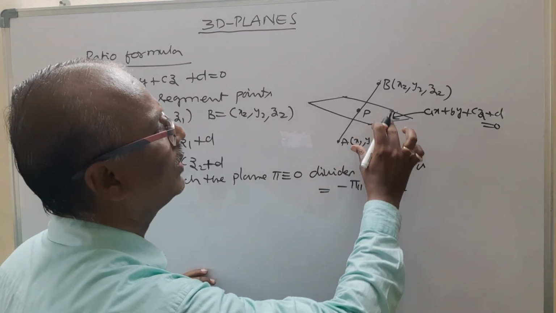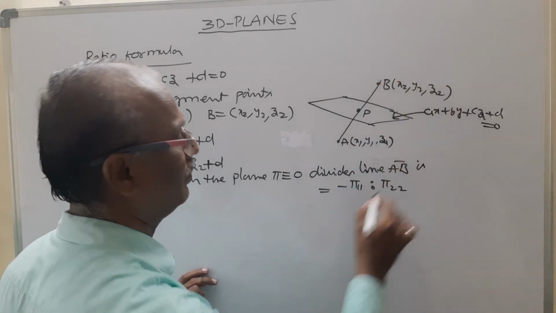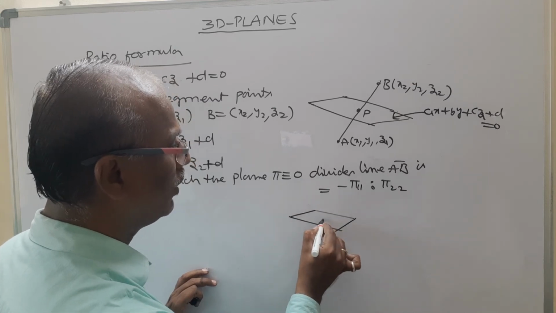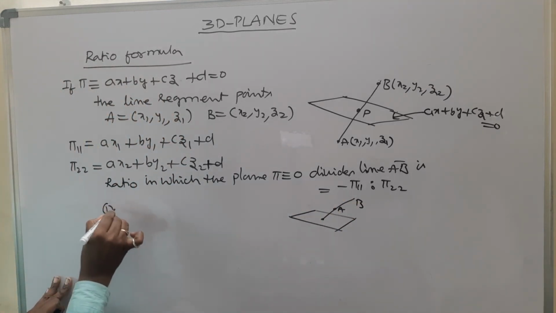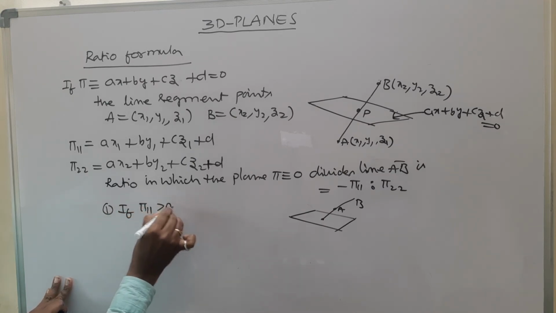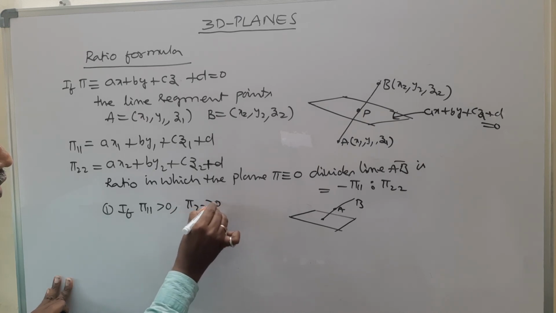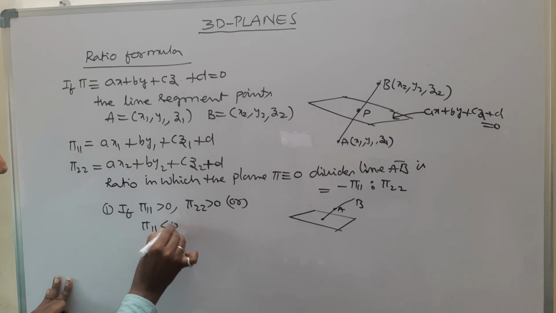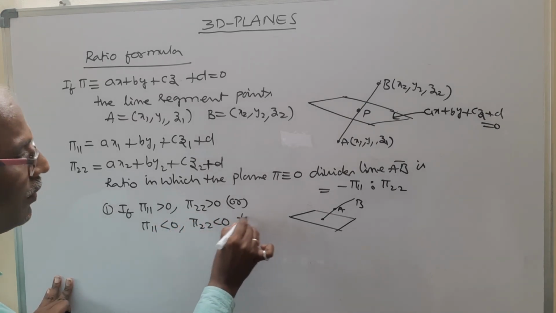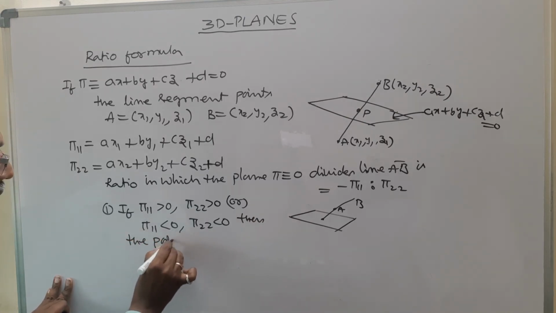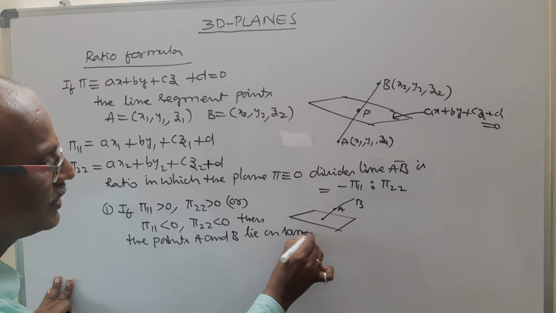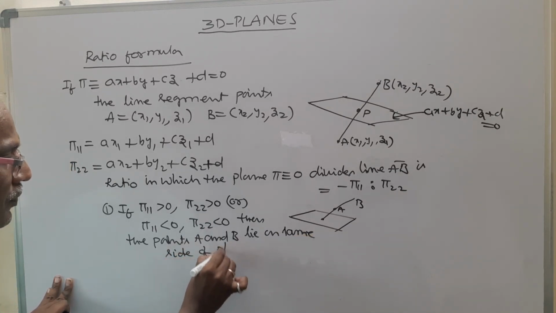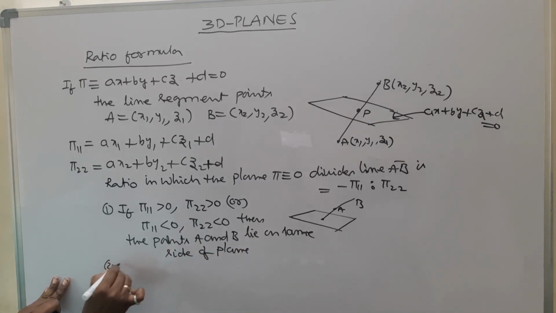Here to observe that if the 2 points lie on the same side of the plane, this is the plane equation, the condition is: if pi 11 greater than 0 and pi 22 greater than 0, or pi 11 less than 0 and pi 22 less than 0, then the points A and B lie on the same side of the plane.